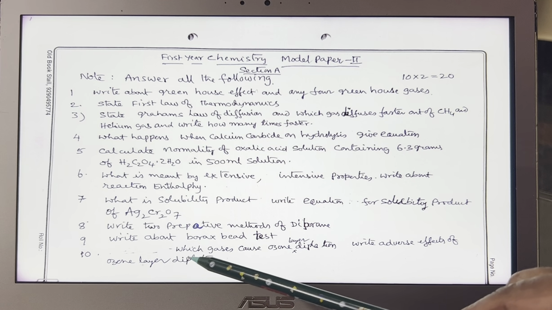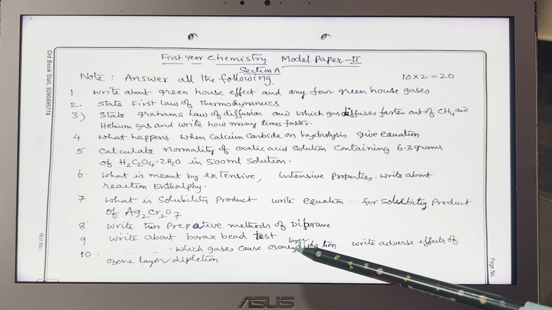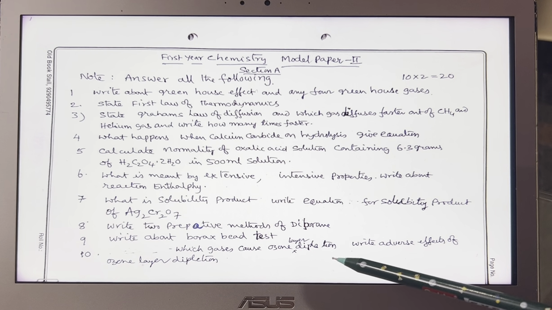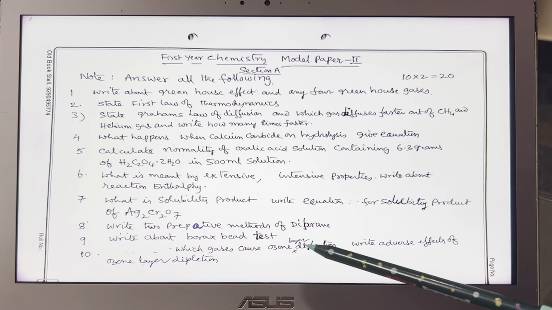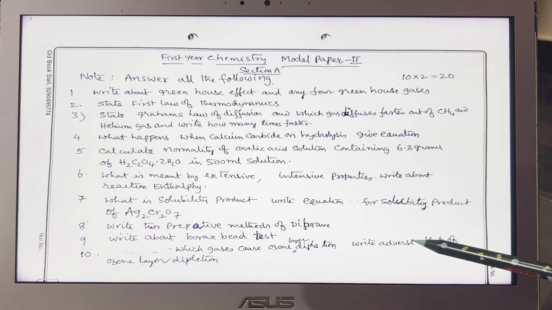Which gases cause ozone layer depletion? Write adverse effects of ozone layer depletion. Which gases cause ozone layer depletion? Write the effects of ozone layer depletion.